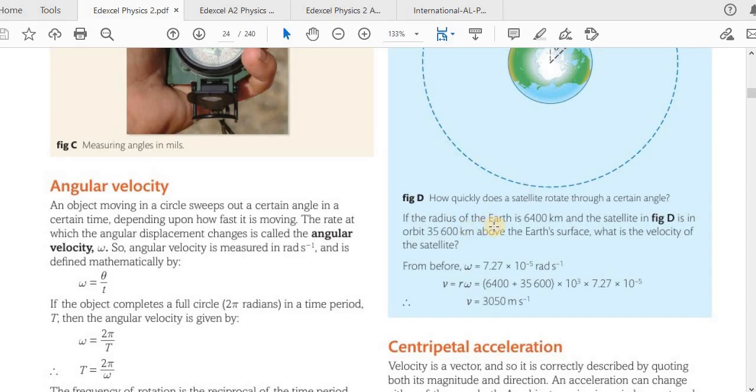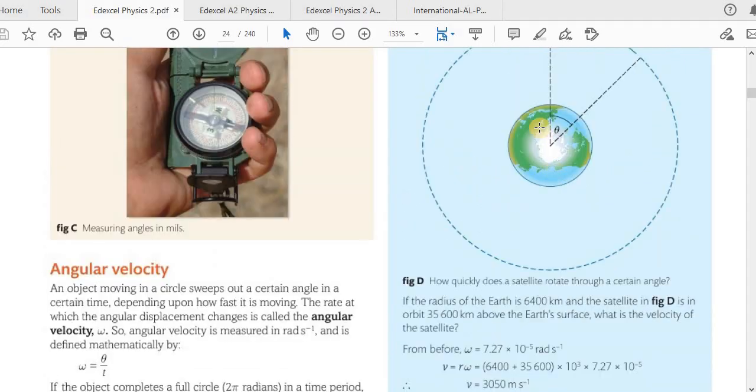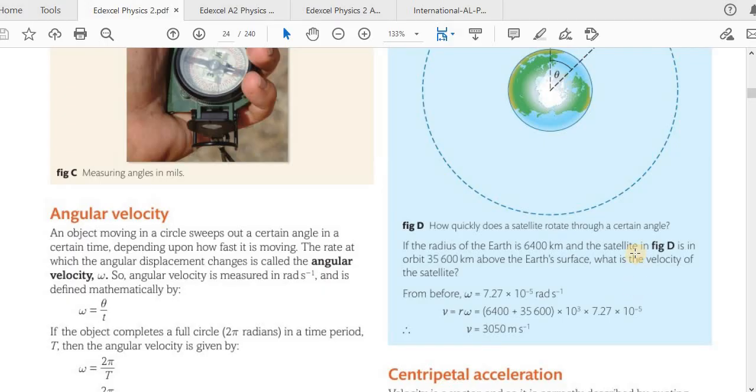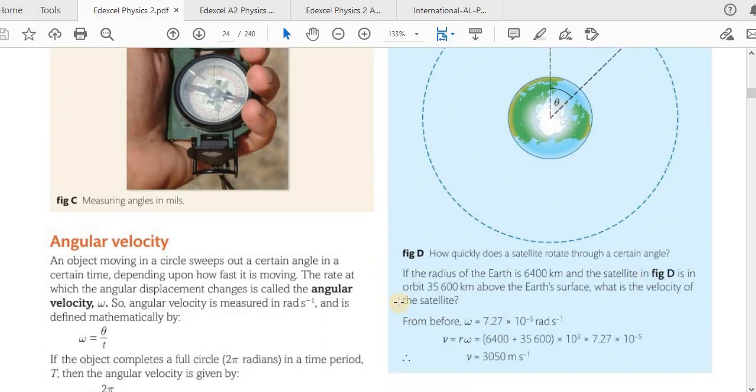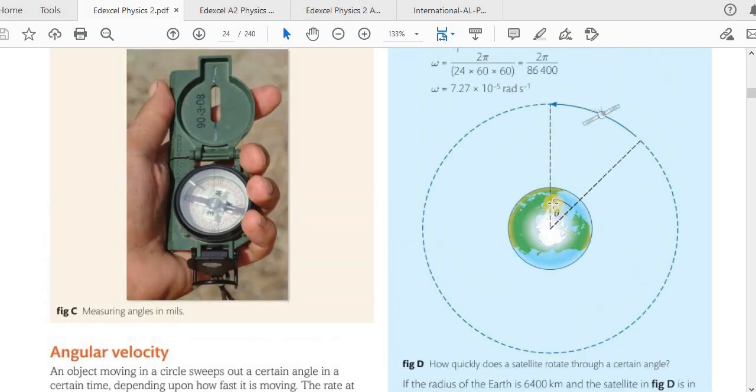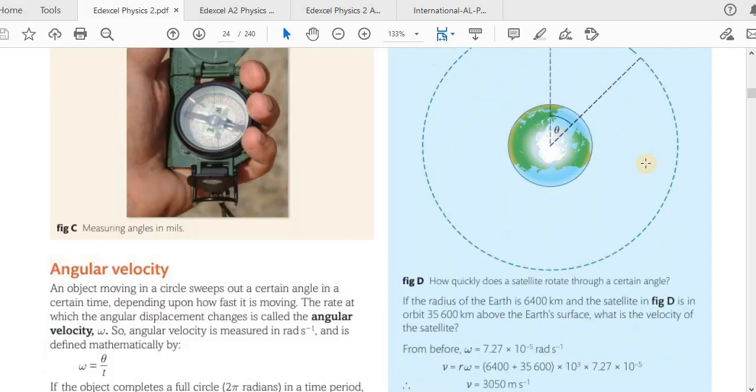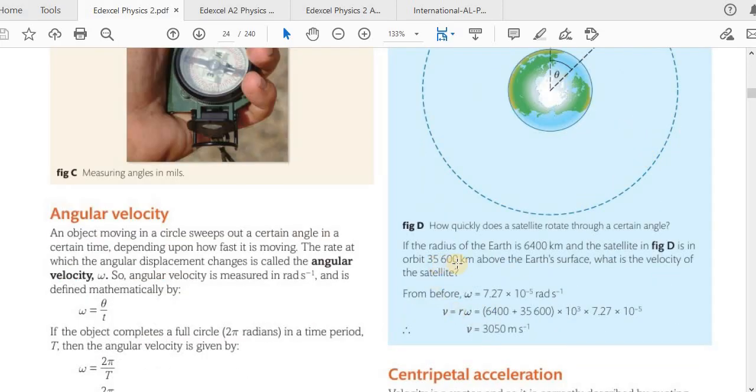How quickly, how fast, okay? If the radius of the earth is 6,400 kilometers, that is from the center of the earth to the surface of the earth, and the satellite in figure D is in orbit 35,600 kilometers above the earth's surface. So from the surface of the earth to there, that is the altitude, is 35,600. What is the velocity of the satellite?